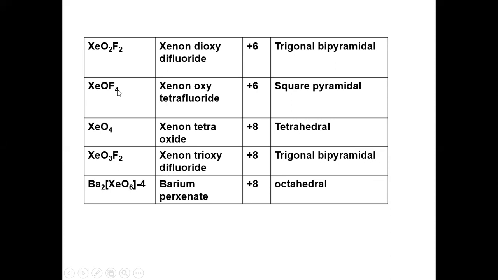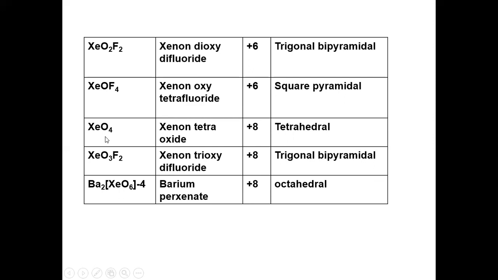Now, xenon oxytetrafluoride. The hybridization is sp3d2. We have 5 sigma bonds with 4 fluorine atoms and 1 oxygen atom. The single electron in the d orbital is used for the pi bonding with the oxygen atom. So sp3d2 is the hybridization. It has the square pyramidal shape or else octahedral structure.